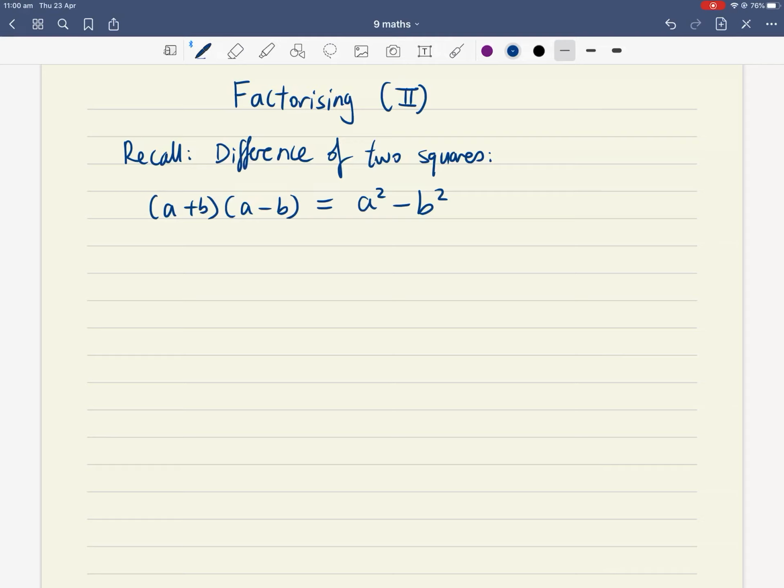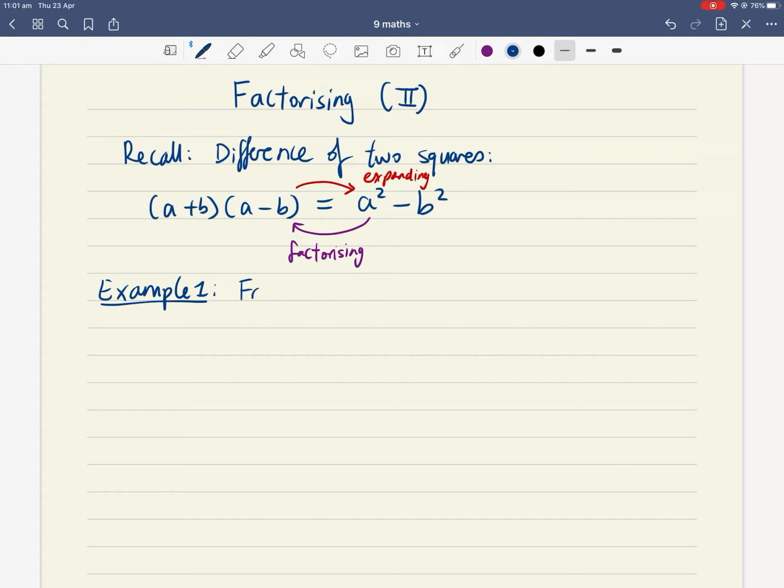So going from bracket a plus b, bracket a minus b, expanding to get a squared minus b squared, that was when we were expanding our brackets. Today we're going to do the reverse and go backwards to factorizing. So if we can go from the pattern of a squared minus b squared, we can go back and factorize as brackets, a plus b times a minus b. So let's put that into action in example 1.